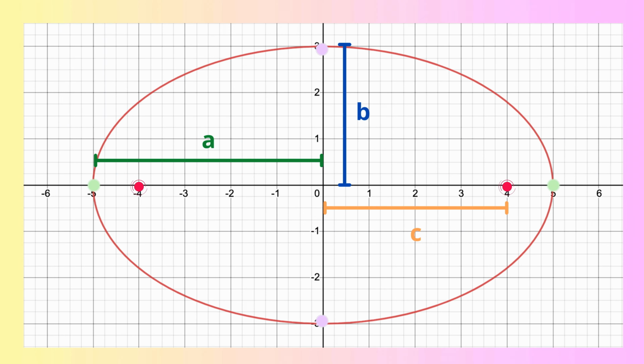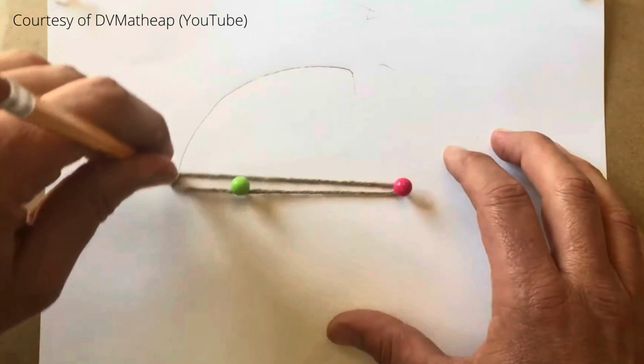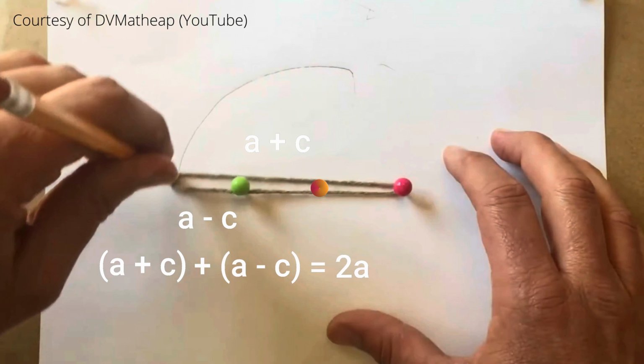If we are to go back to the video clip earlier, and pause it right here, we can see that, if the center is in between the foci, the distance from this focus to this point on the ellipse, which is the vertex, is a plus c, while the distance from this focus to this point on the ellipse, which is the vertex, is a minus c. Hence, the sum of the two distances, a plus c, plus a minus c, is equal to 2a, the length of the major axis.